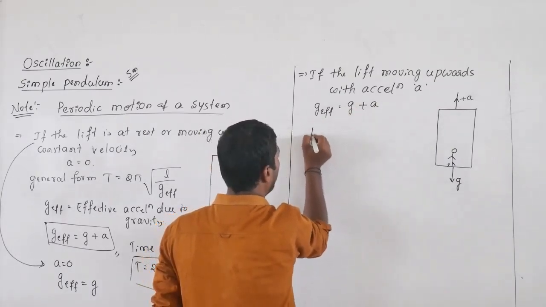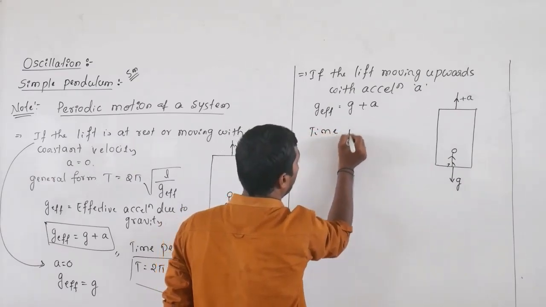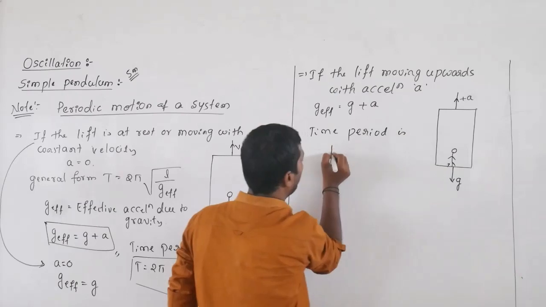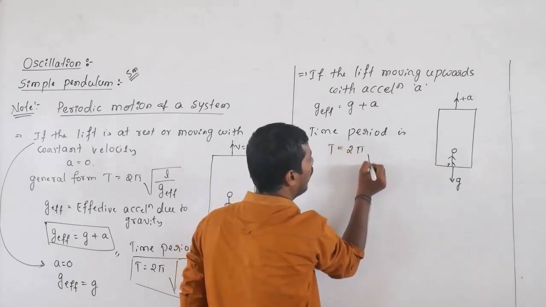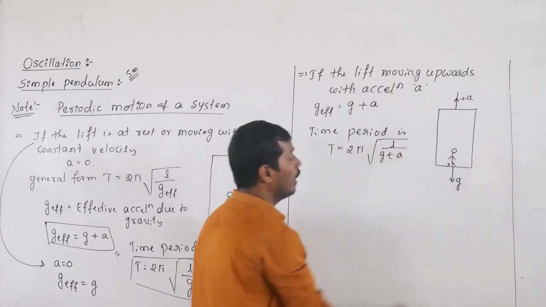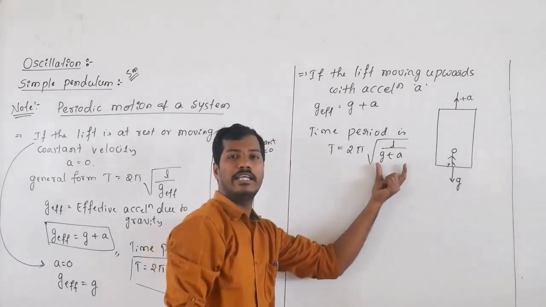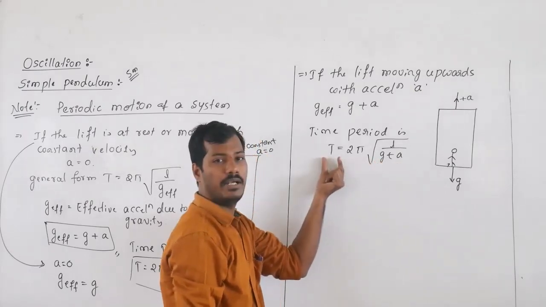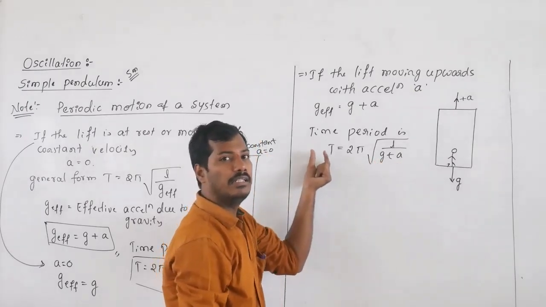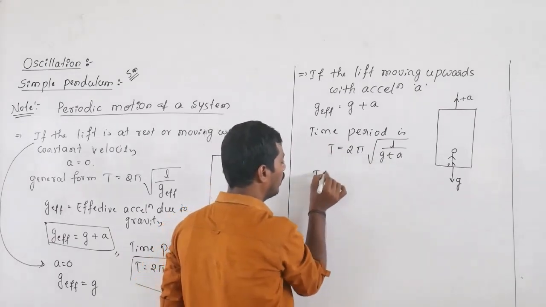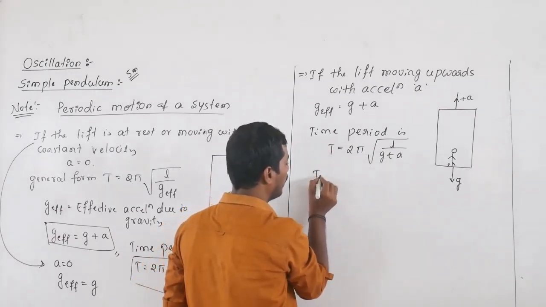Next is the time period. What about the time period? T is equal to 2 pi root of L divided by g plus a. Now the denominator is increasing. If the denominator is increasing, what about the time period? The time period is decreasing, because these two are inversely proportional. So the time period is decreasing.